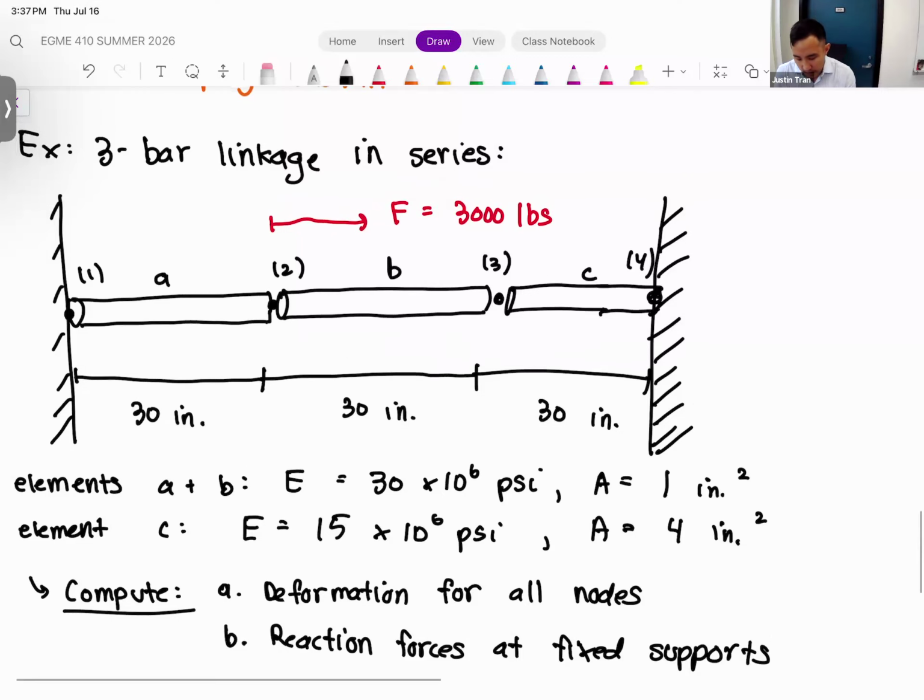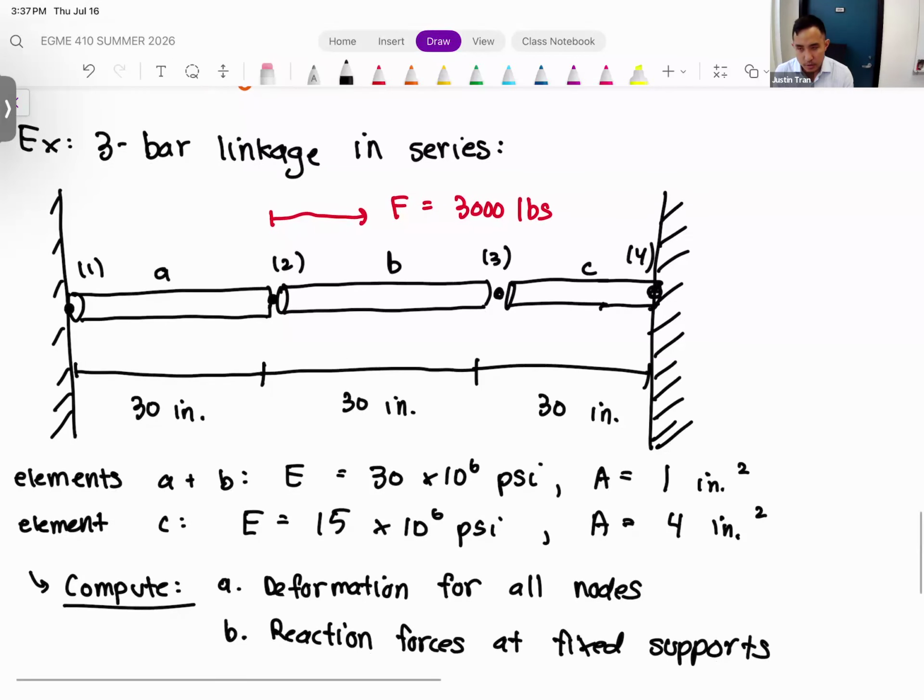Okay, so there's our problem. It takes a little bit of time to write everything just because there's a lot of properties to specify. Any questions on just the setup of the problem? Okay, all right, so let's go ahead and solve.